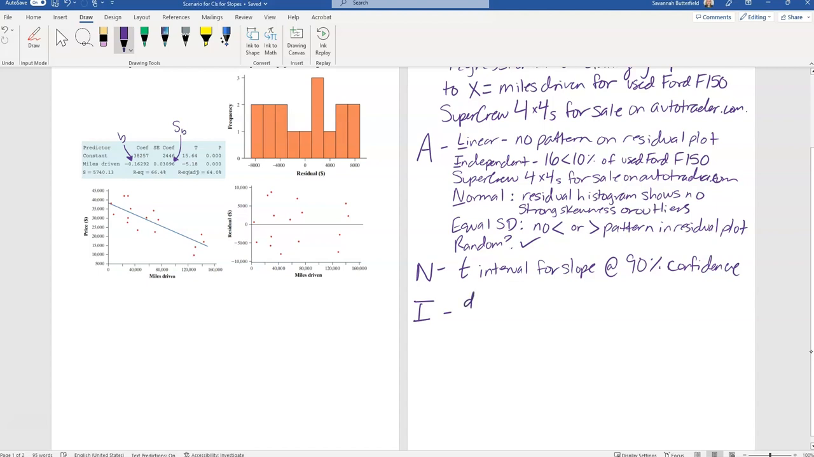Okay. So first, I'm going to start with my degrees of freedom, which remember is n minus 2. So my sample size was 16 minus 2 gets us a degrees of freedom of 14. Now, my t star. We're going to say for my area, that's 1 minus 0.9 over 2, which is 0.05.